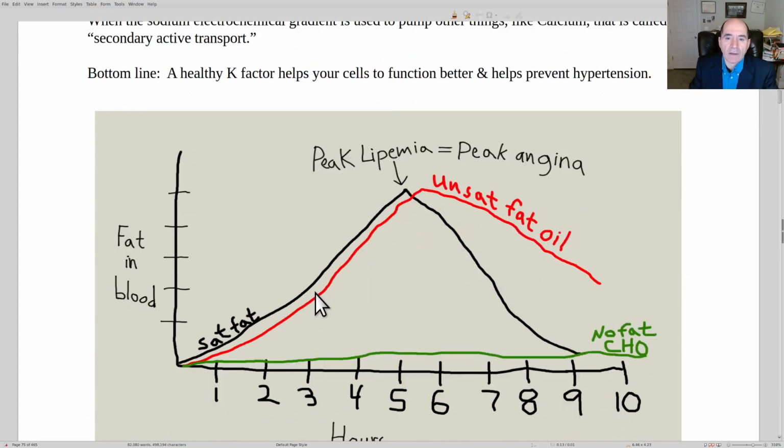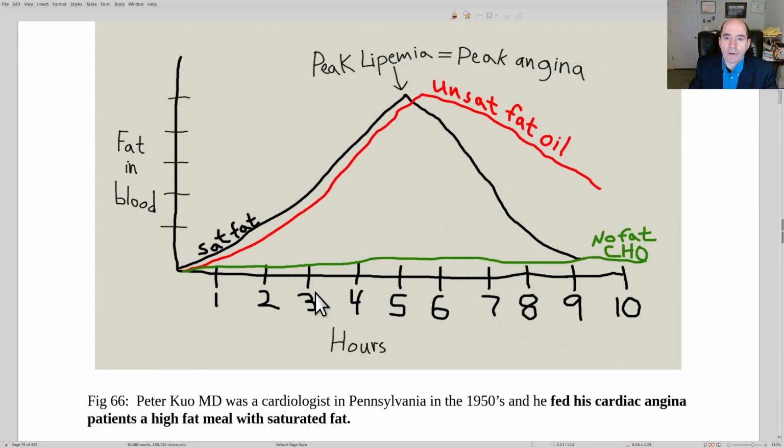Okay, so here's a new slide, a new picture here. And this shows what happens when you eat a high-fat meal. The first black curve is for saturated fat. Saturated fat starts coming up significantly in the blood. Okay, what this is based on, first of all, is the work of Peter Quo. He was a cardiologist in Pennsylvania in the 1950s, and he fed his cardiac angina patients a high-fat meal with saturated fat. So these are known coronary artery disease patients.